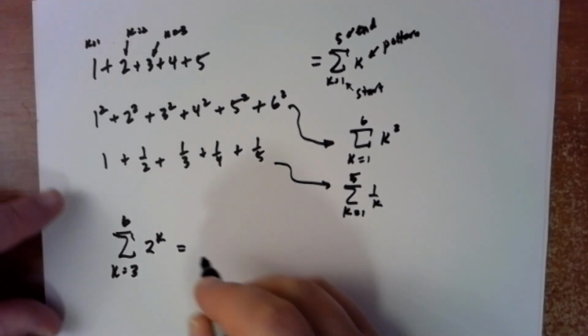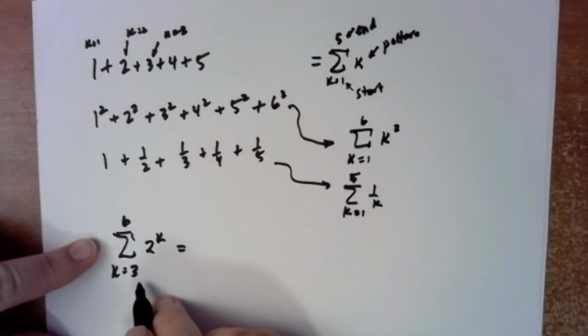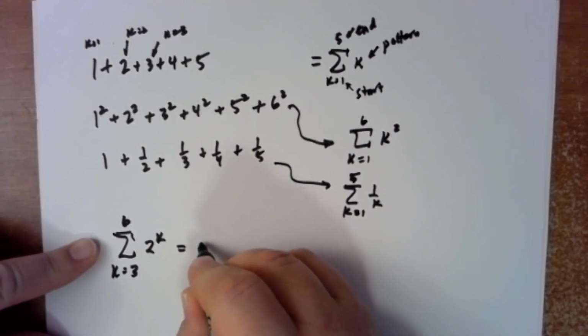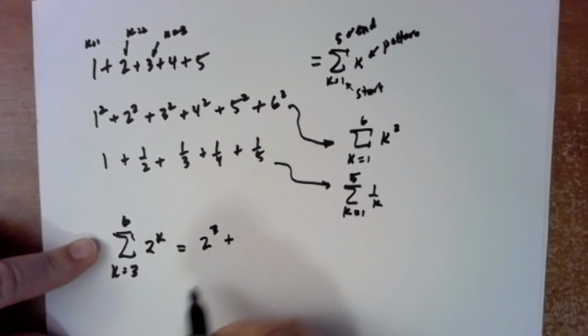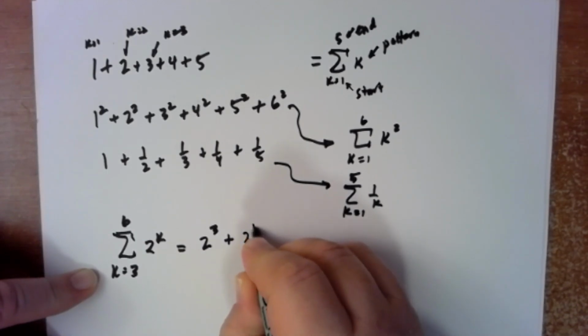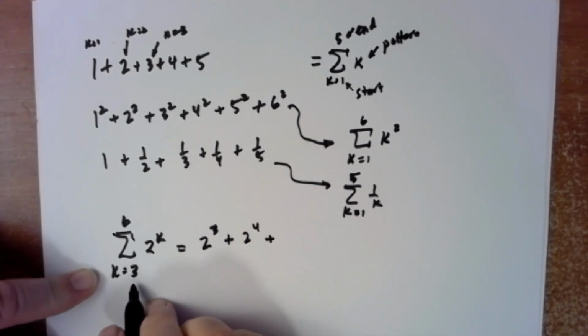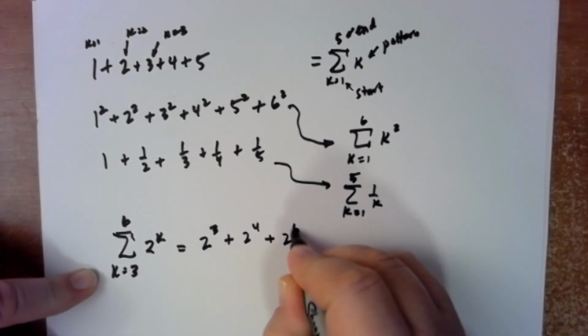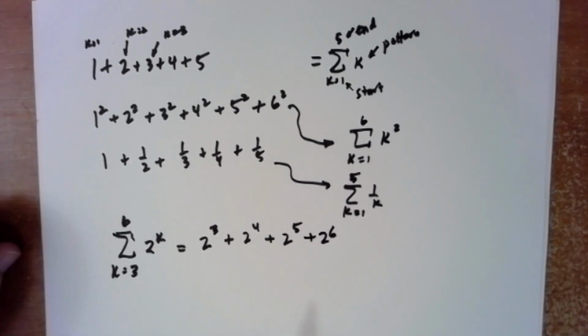Okay, you ready? So we start with k equals 3, so I would write 2 cubed plus, now k equals 4 next, so that would be 2 to the 4th, plus k equals 5 next, 2 to the 5th, plus 2 to the 6th. Good.